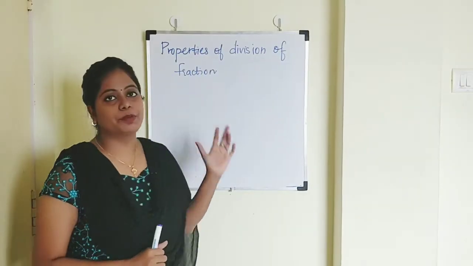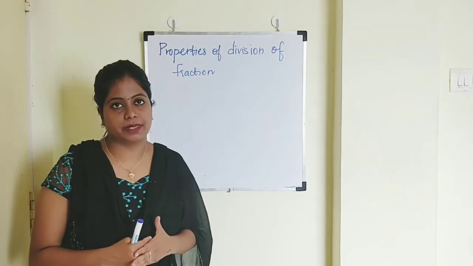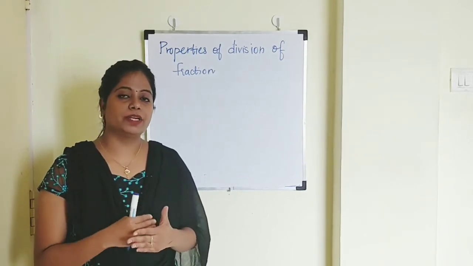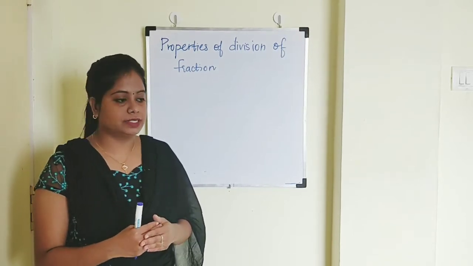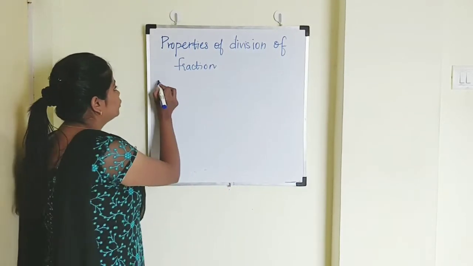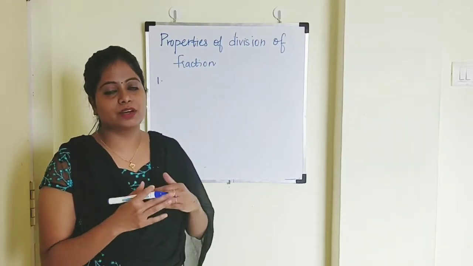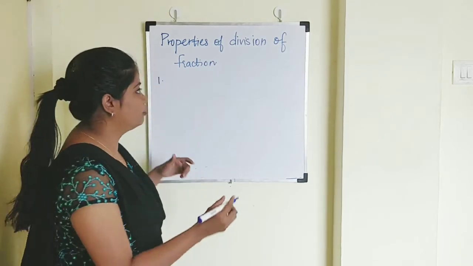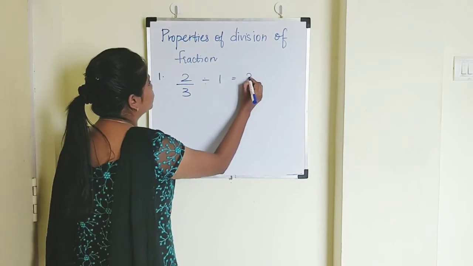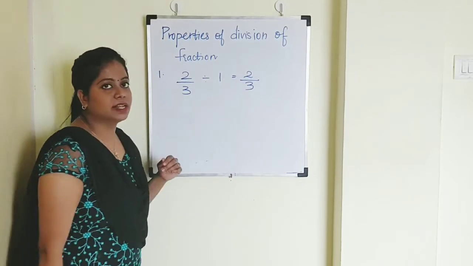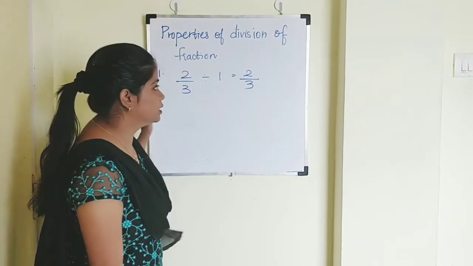Then let's learn the properties of division of fraction. Now you know the properties of multiplication of fraction. The properties of division of fraction are the ones you have already learned in the previous class. Let's do a small recap. The first property says when a fraction is divided by 1, the quotient is the fraction itself. For example, 2/3 divided by 1 is equal to 2/3 itself. So whenever a fraction is divided by 1, the quotient is the fraction itself.